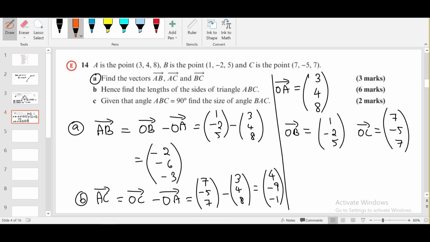And then find AC vector. AC, oh sorry, AC we calculated already. BC vector is OC minus OA vector. OC minus OA, 7 minus 1, minus 5 plus 2, 7 minus 5.